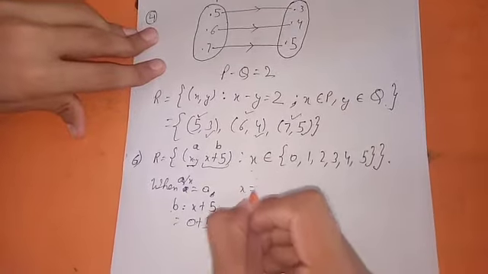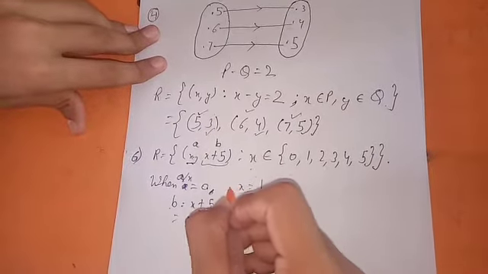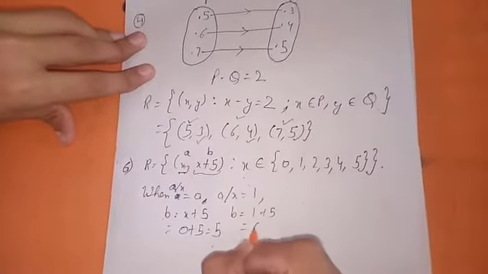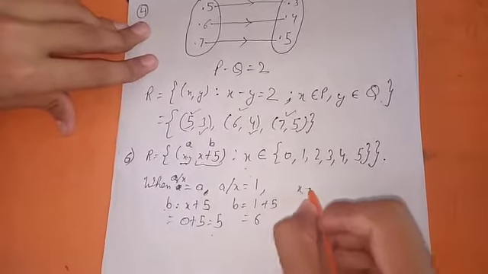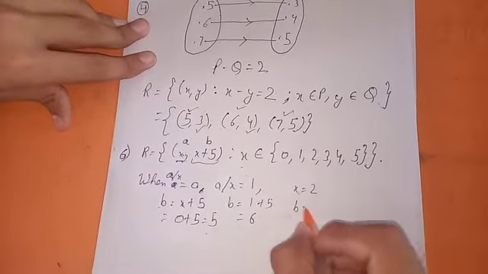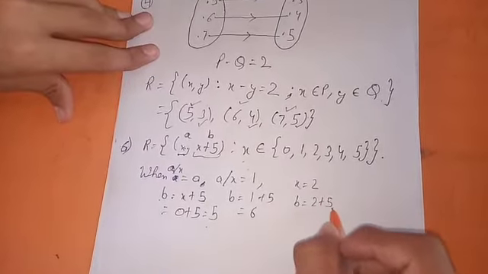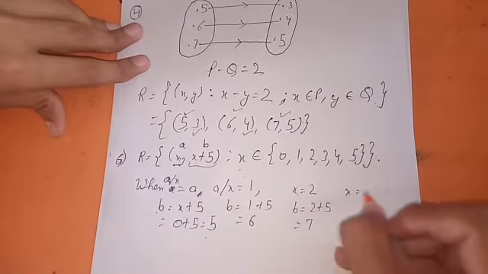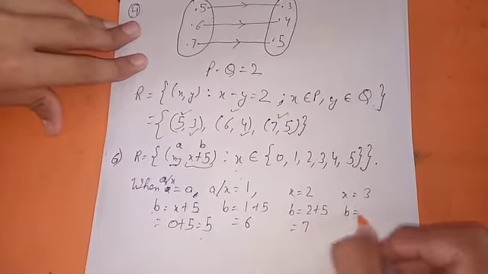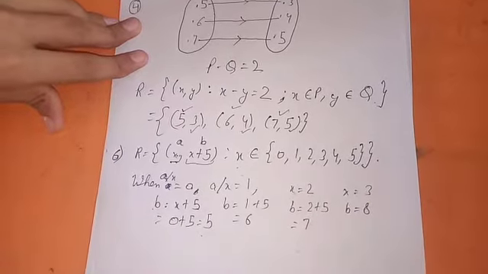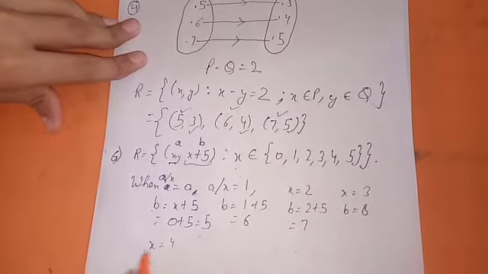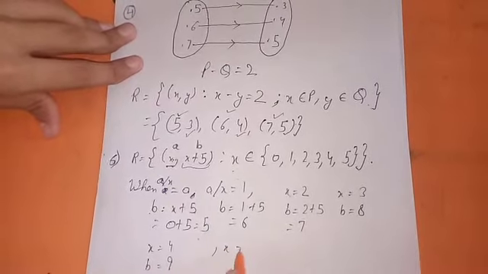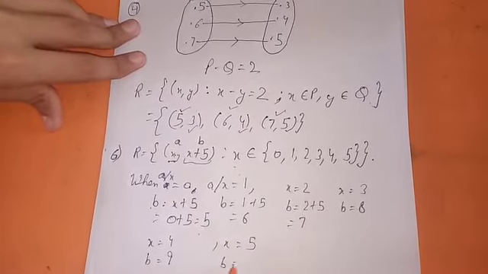Similarly, when x is equal to 1, x or A, then B is equal to what? 1 plus 5, that is 6. When x is equal to 2, B is equal to 2 plus 5 equal to 7. When x is equal to 3, B is 8. When x is equal to 4, B is equal to 9. When x is equal to 5, B is equal to 10.